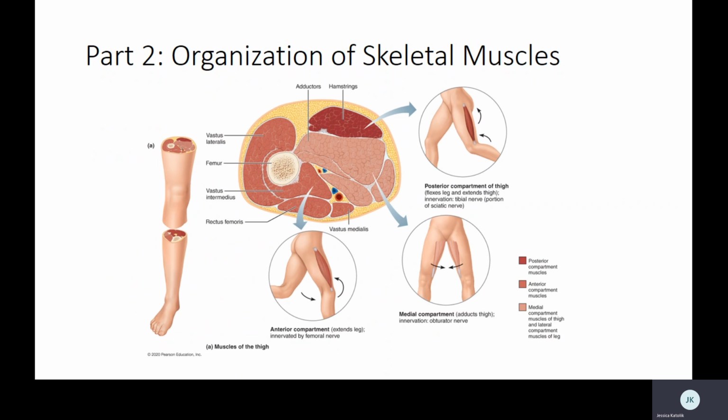I'm going to give you a quick moment to think: oh, I have heard obturator before. Can you remind yourself where you've heard that word before?